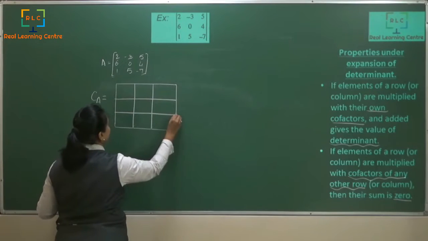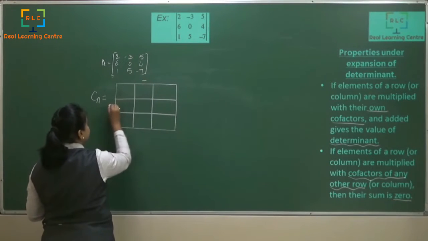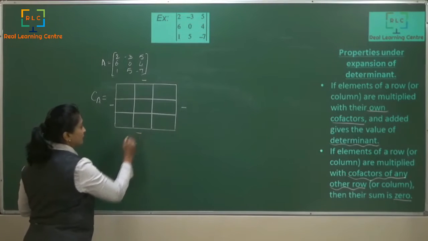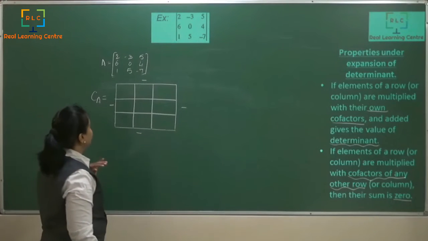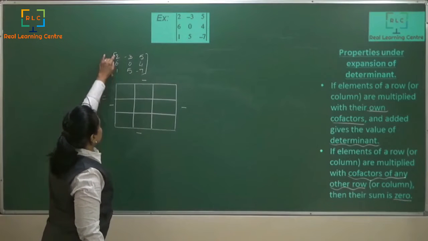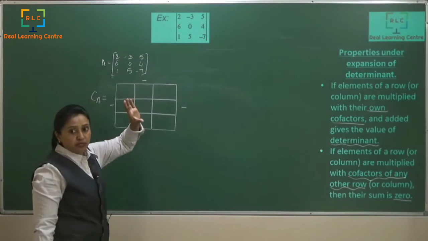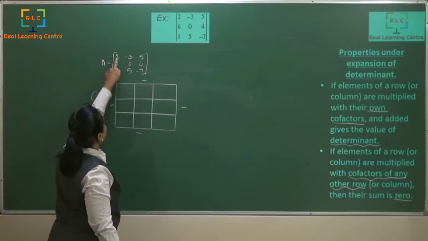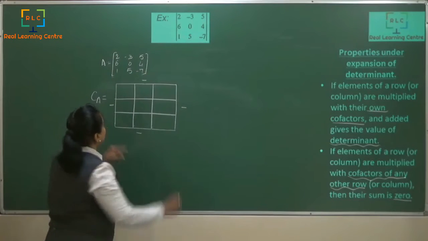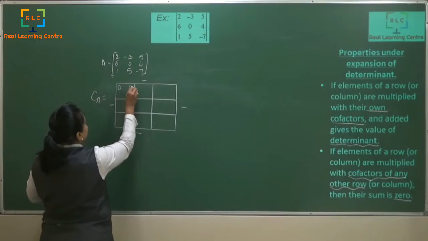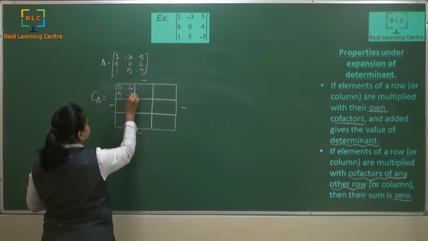I am making 9 boxes. See, all the middle boxes will have a minus sign according to the sign convention, so I shall take minus there. And how do you fill up the cofactor? To take out the cofactor, I need the determinant of one particular set of 4 numbers, is it not? So I want the cofactor of 2. Wherever 2 is present, that column and that row I will delete, and the remaining 4 I will fill up here. That will be 0, 4, 5, minus 7.